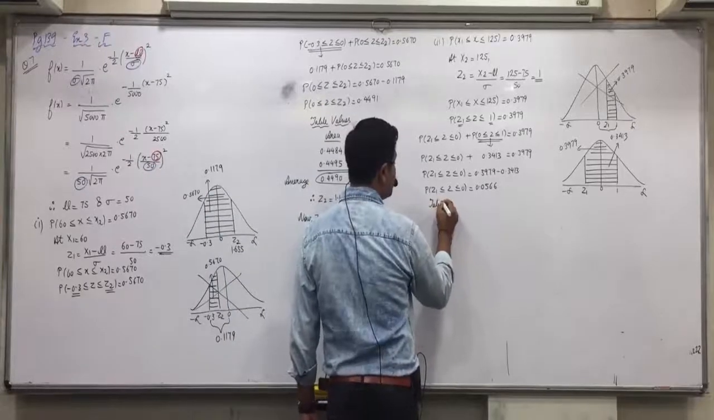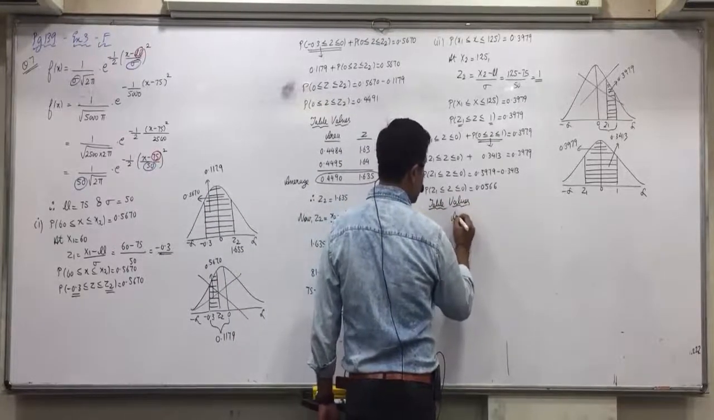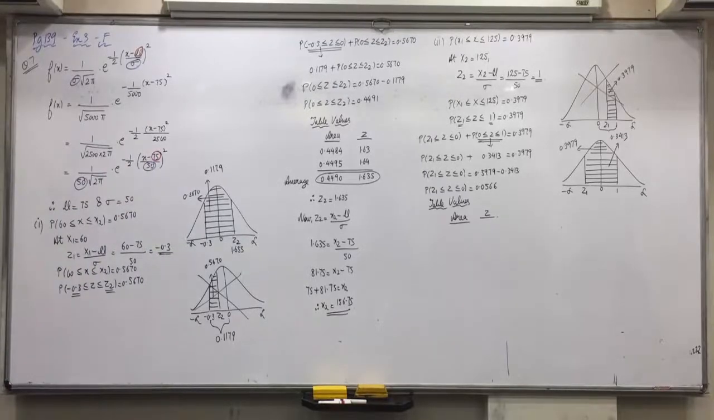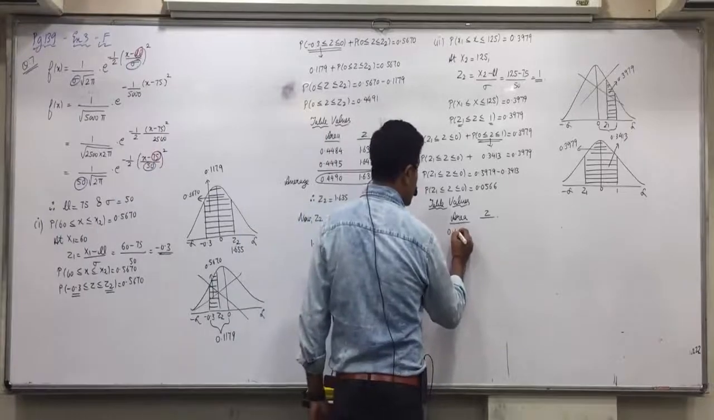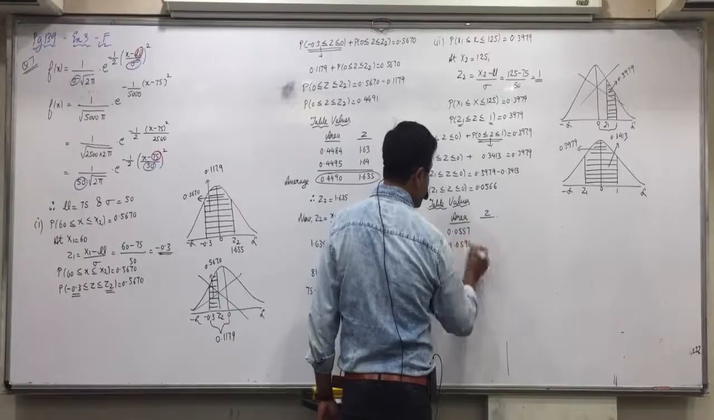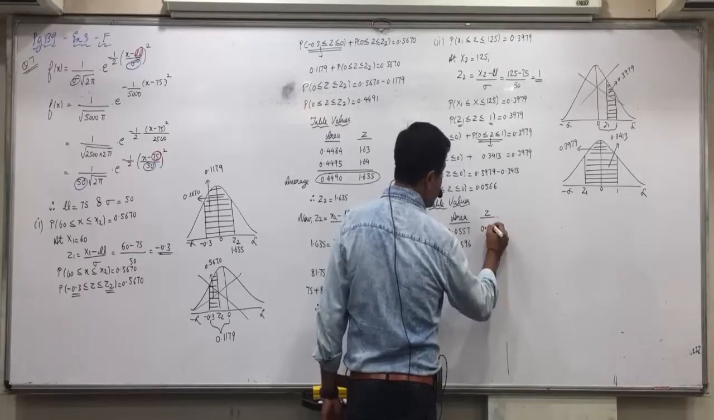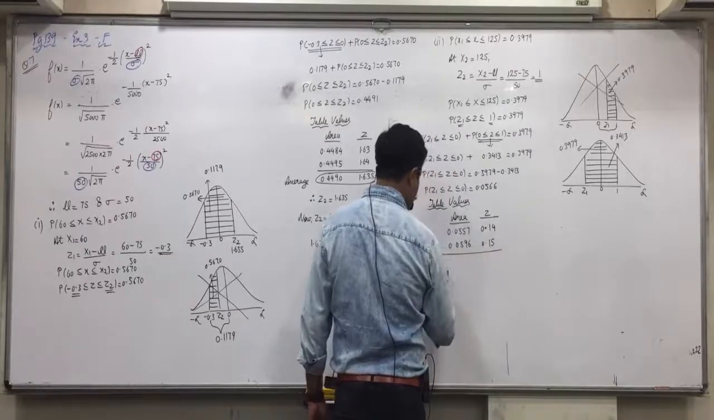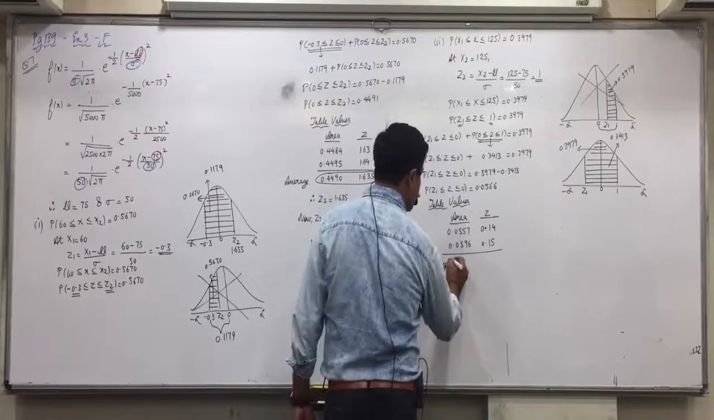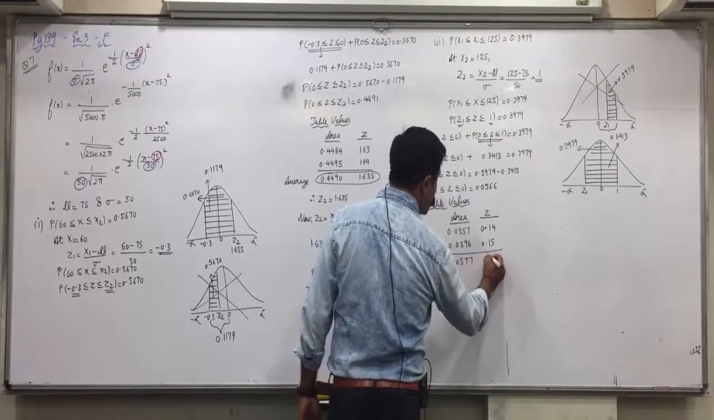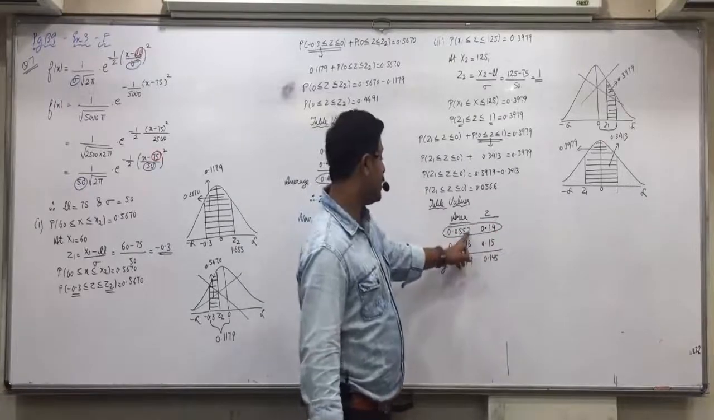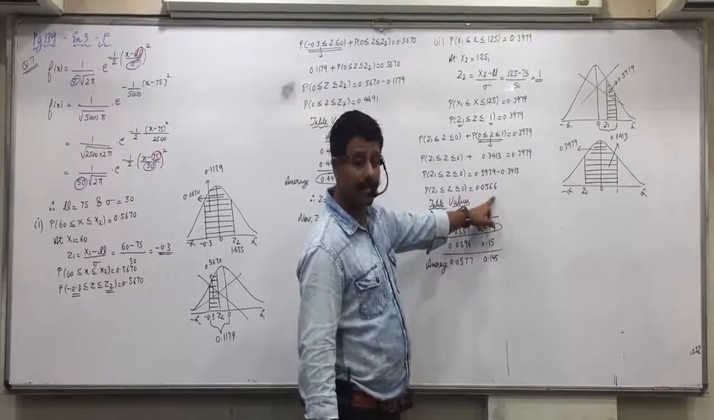Okay, table values, area and z. 0.0566 comes between 0.0557 and 0.0596. 0.0557 corresponds to 0.14, and 0.0596 to 0.15. But the closest to 0.0566 is 0.0557. 0.0557 differs by 9, whereas 0.0596 differs from 0.0566 by 30. So closest is 0.0557.